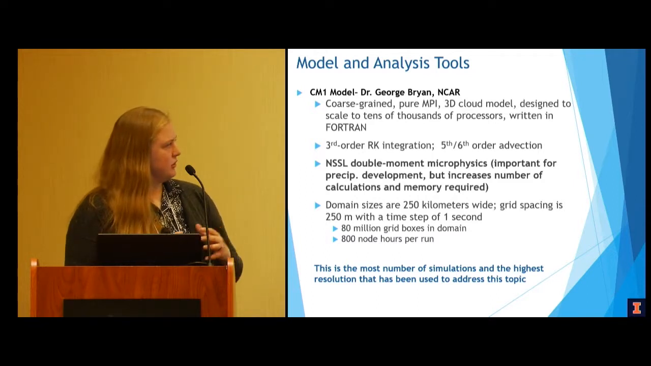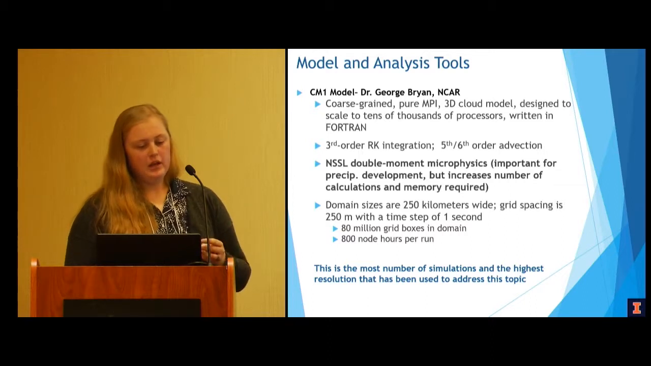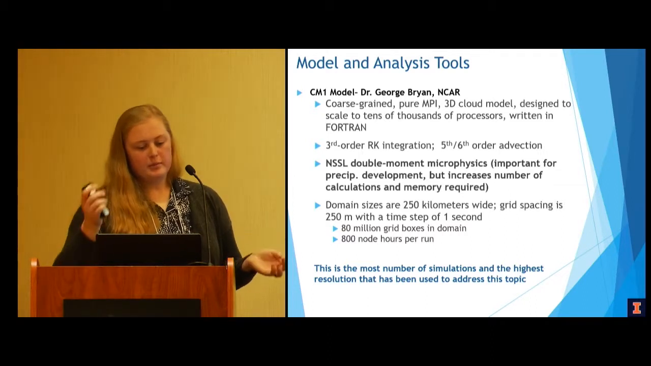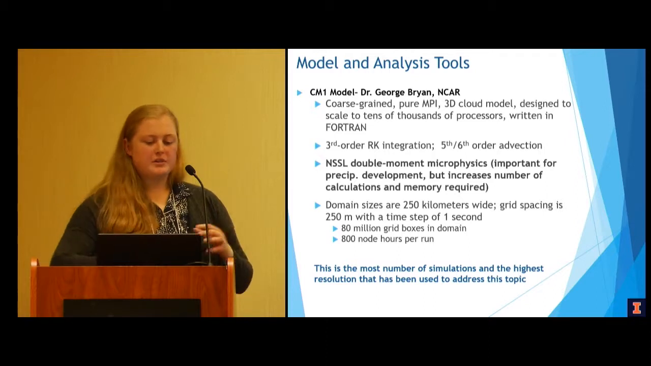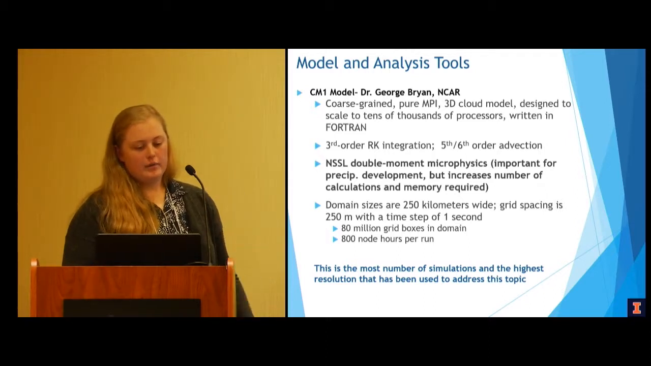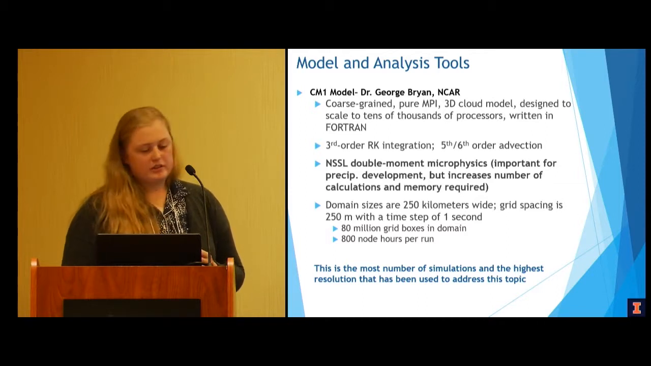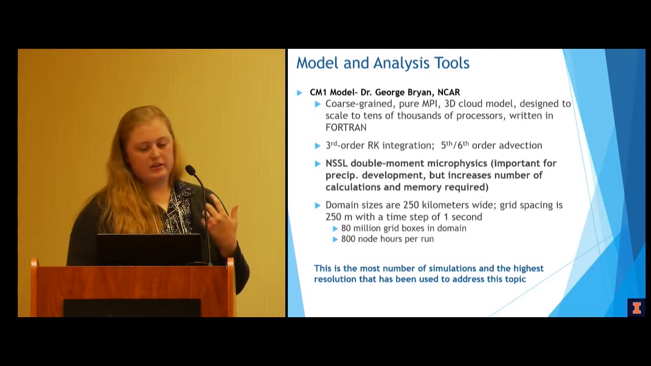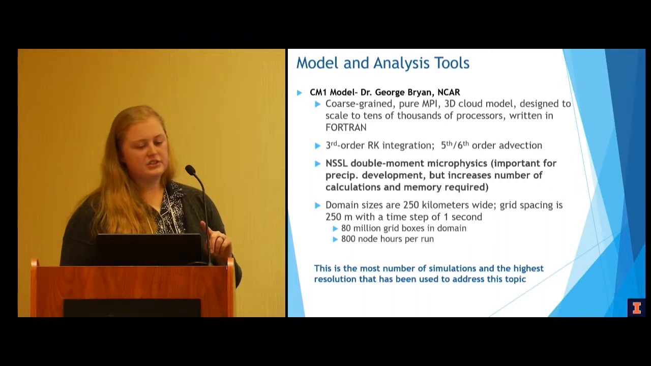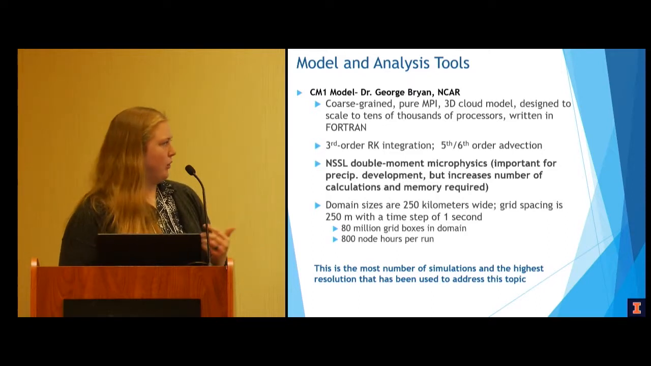As I mentioned, we're looking at quite a large range of scales here. So our domains have to be large enough to encompass the cold pool. They're about 250 kilometers in each horizontal direction, and then 20 kilometers deep. Our grid spacing is 250 meters with a time step of every 1 second. This means that we have about 80 million grid boxes in our domain for one of our realizations. And we have 12 simulations that we ended up with, and it costs about 800 node hours per run.